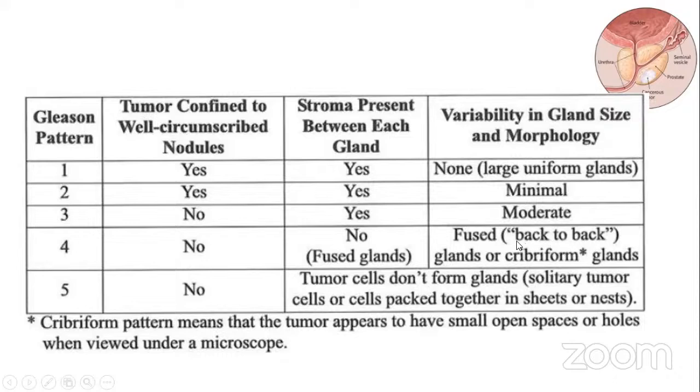This is Gleason 4. Gleason 5: the tumor is not confined to nodules, and the tumor cells do not form glands; solitary tumor cells or cells packed together in sheets or nets. This is Gleason 5. Cribriform pattern means the tumor appears to have small open spaces or holes when viewed under the microscope.